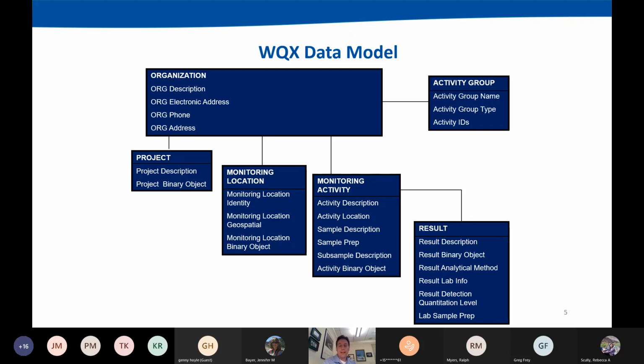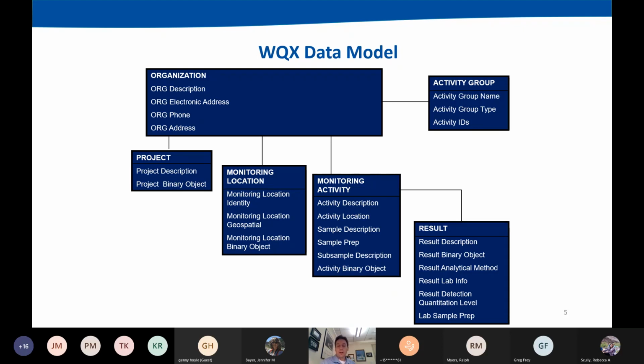So you can do all of that and capture all of those concepts within that activity. And that activity contains all the metadata around how you collected the sample, et cetera. And then, of course, results, which are fairly straightforward. This is the raw data. This is the dissolved oxygen value or the copper value that you get back from your lab.